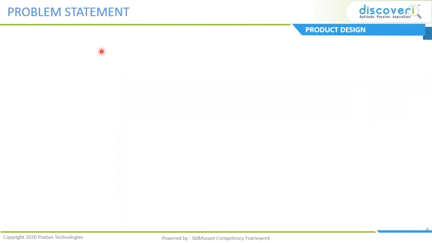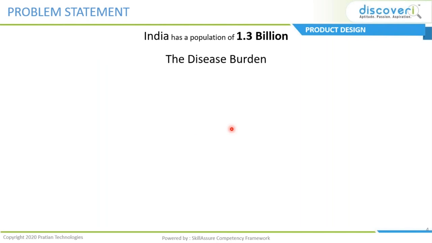So for doing that, we are going to take a problem statement, a real case study, which I have considered from the Indian healthcare analysis. So India has a population of 1.3 billion people, and there has always been a disease burden, apart from what is going on right now. So we see that India is witnessing nearly 2 million heart attacks every year. So that is a huge number.